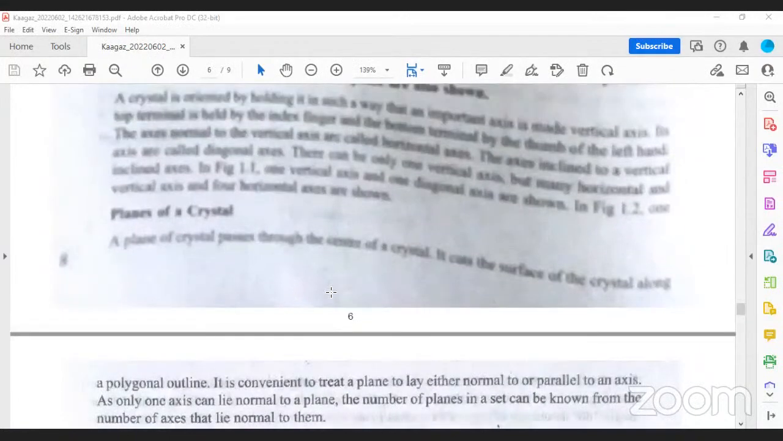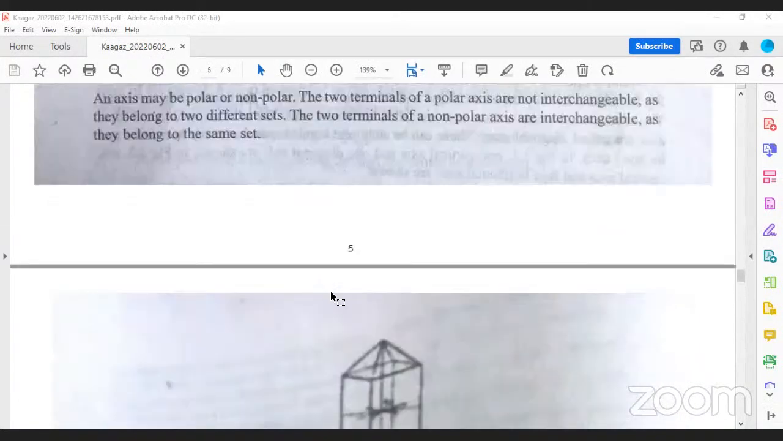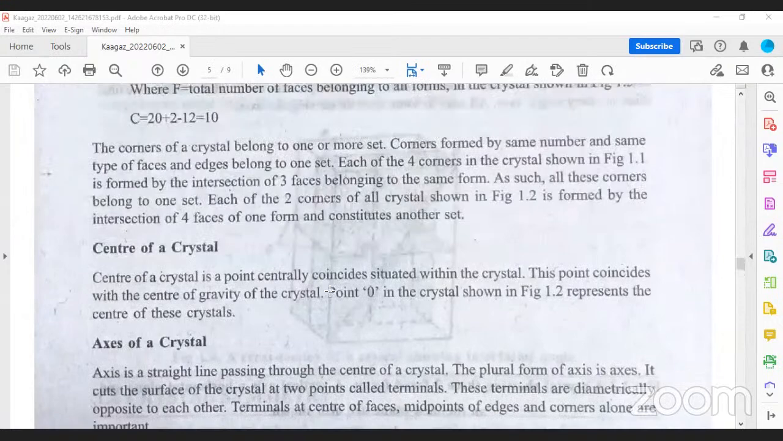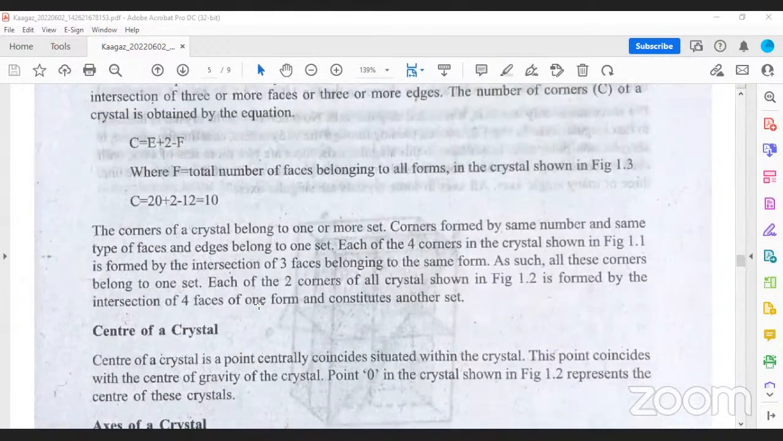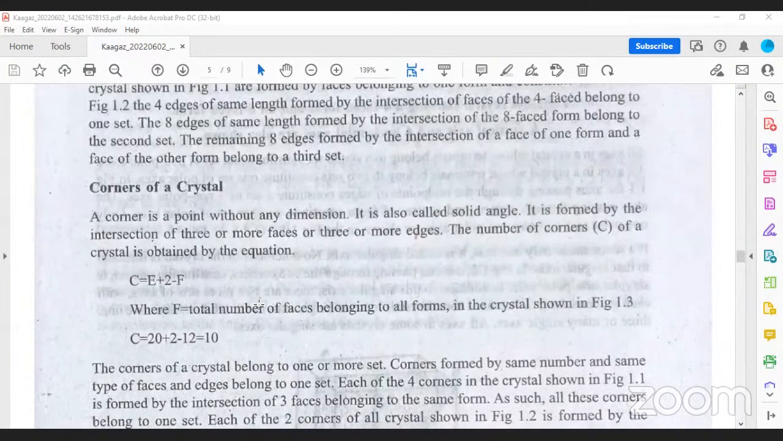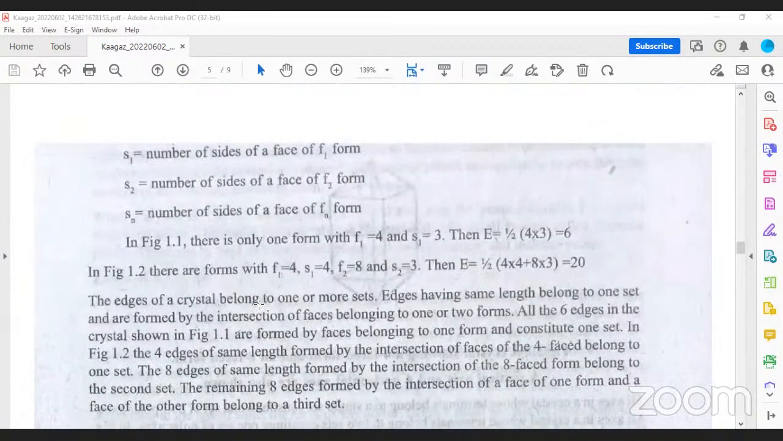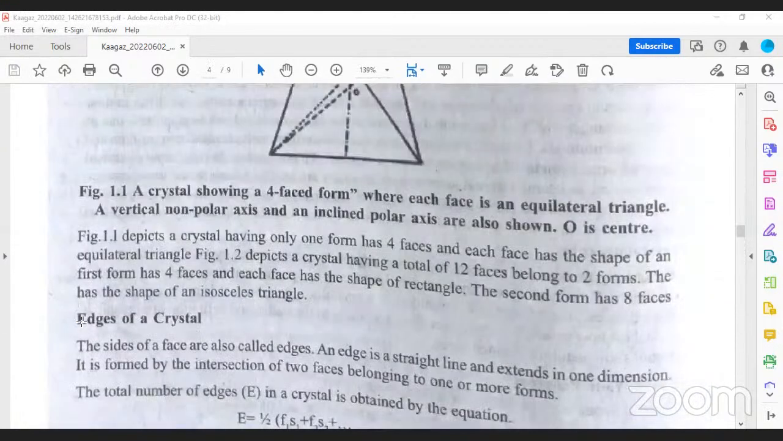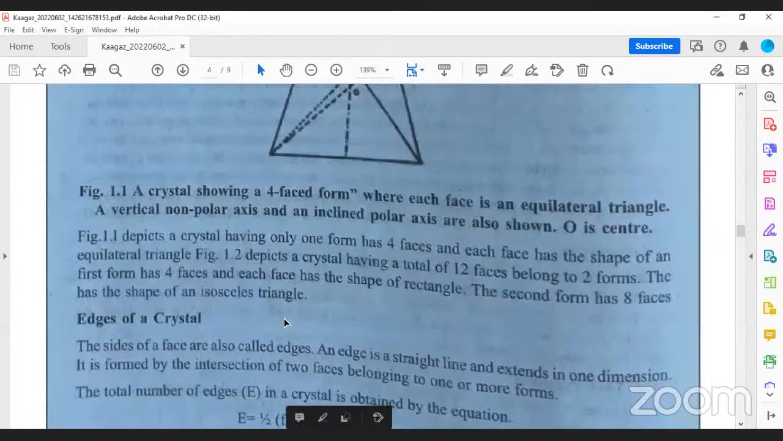So this is the basic information: what is the axis of crystals, the center of crystals, corners of crystals, edges of crystals, faces of crystals. What are the edges of a crystal? What is the face of a crystal? If you know this crystal formation, then you can easily identify all the things and understand about the crystals.